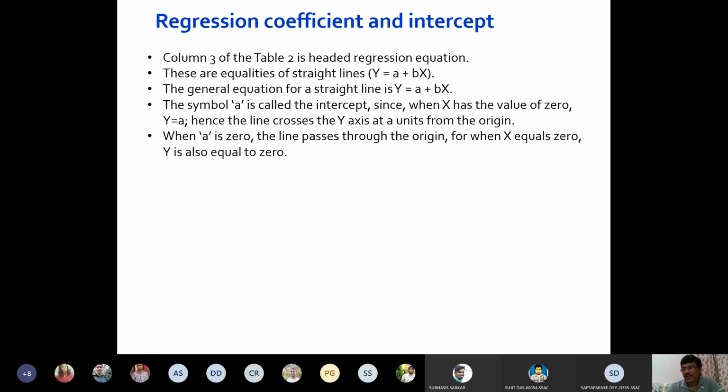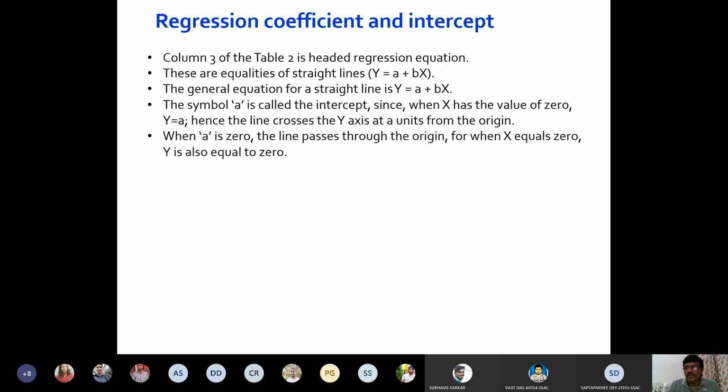So regression coefficient, and you will also know something about intercept. In the last table you have seen the regression equations, y is equal to 1x and so on. These are equations of a straight line. These are actually straight lines. The general equation for a straight line is y is equal to a plus bx. The symbol a is called the intercept.